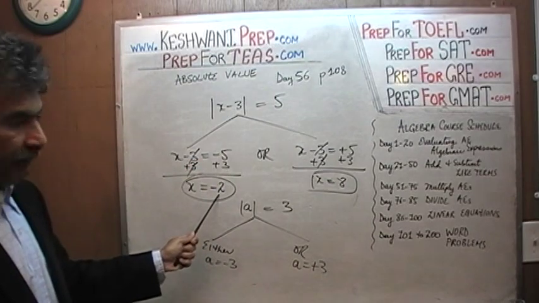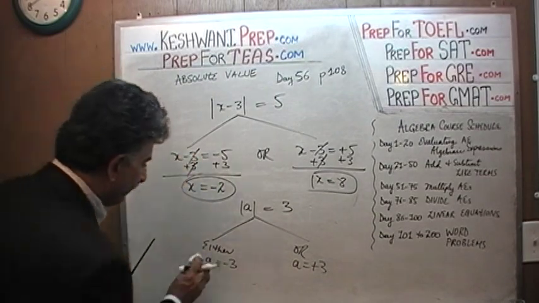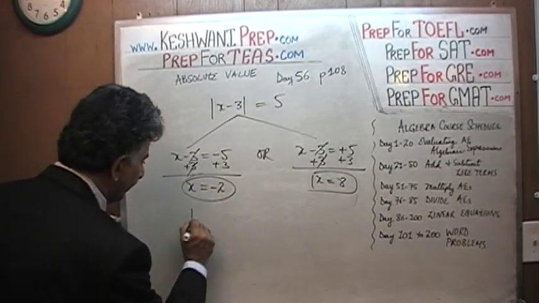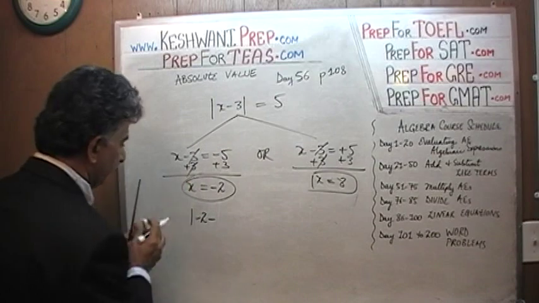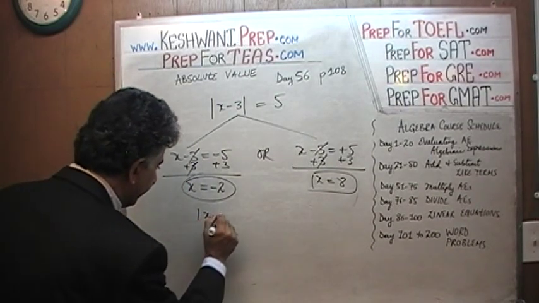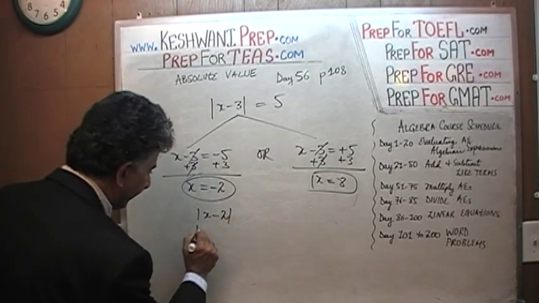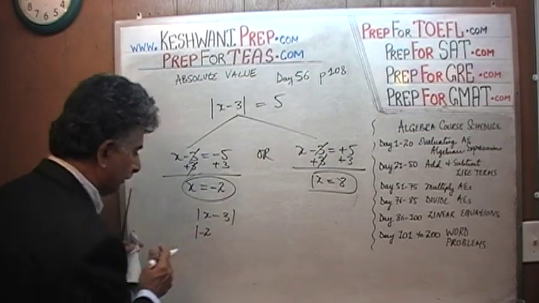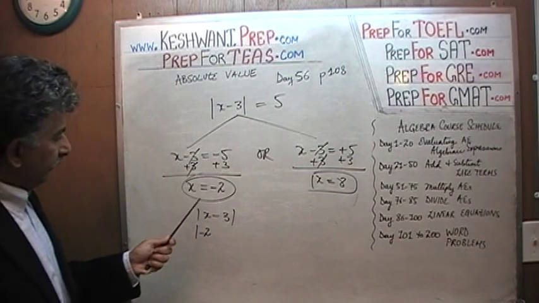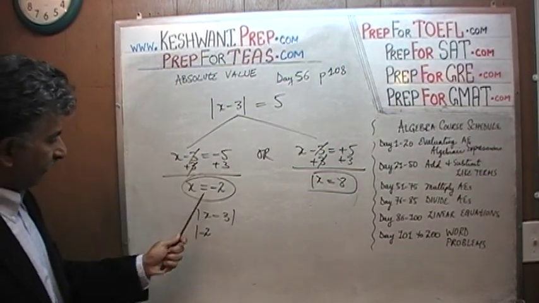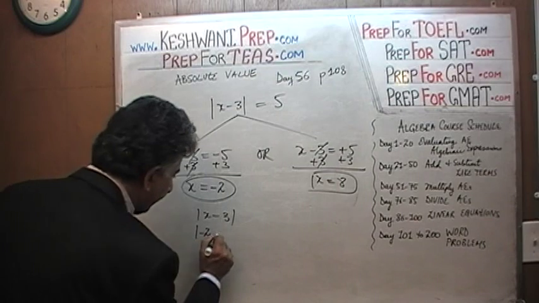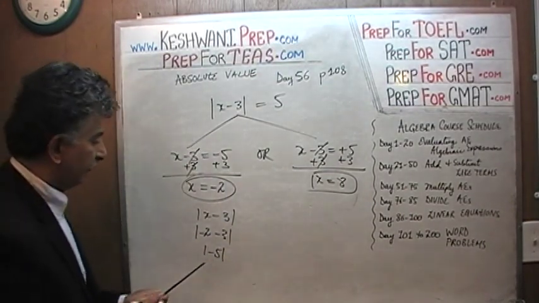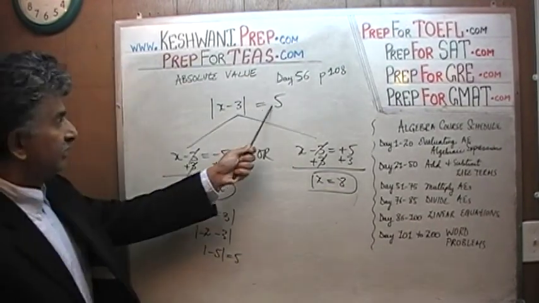If x happens to be negative 2, we put in negative 2. Let's do it down here so we can actually verify it. So if x happens to be negative 2, then we'll find that the absolute value of negative 2. You see, it is absolute value of x minus 3 actually. So if x happens to be negative 2, then we have negative 2 and a negative 3, which gives us absolute value of negative 5, and absolute value of negative 5 is 5. You see, you just verified it.